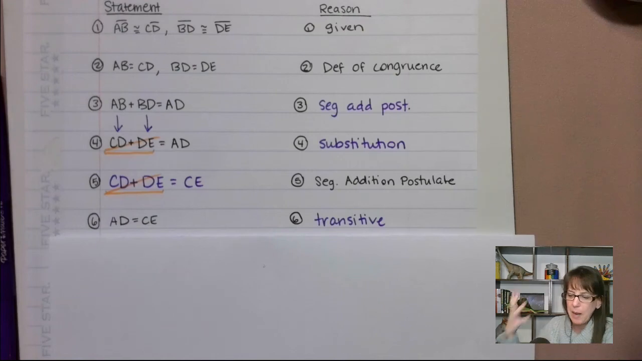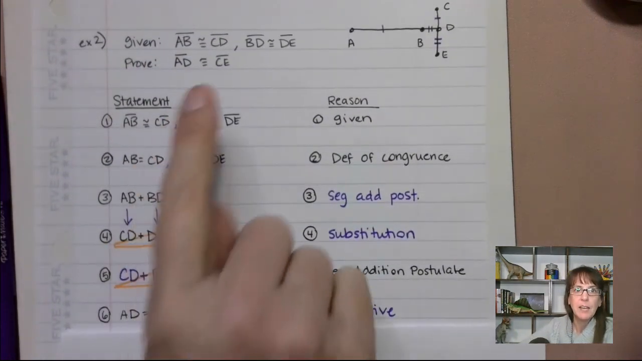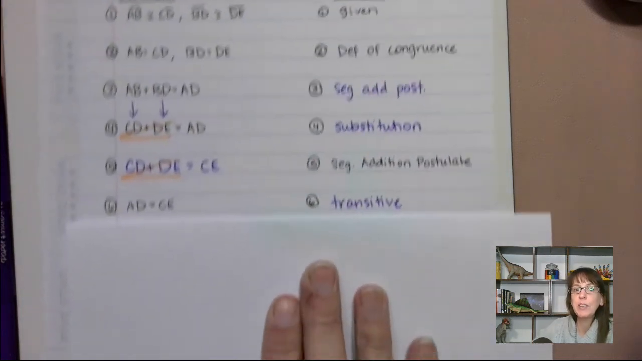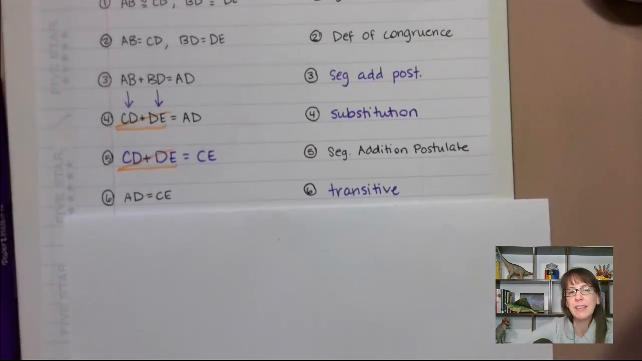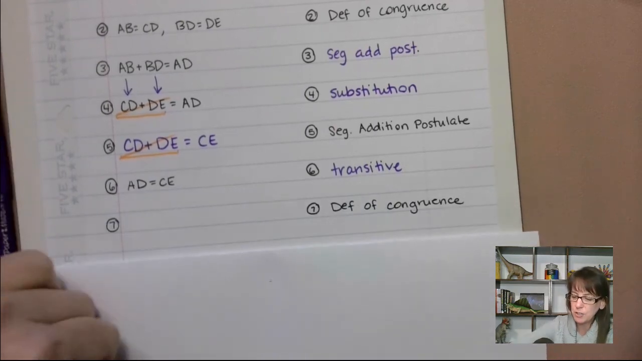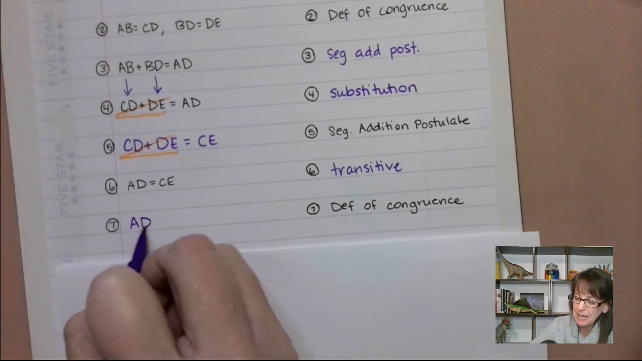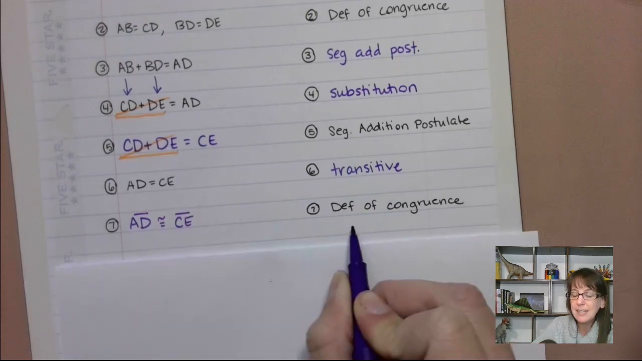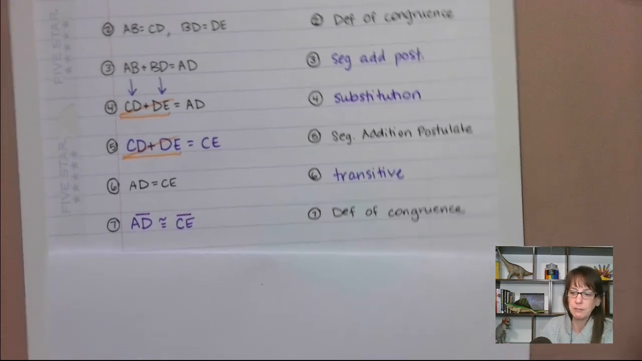Now let's just go back and look at what we're supposed to be proving. We're supposed to be proving AD is congruent to CE. Well, we are like 95% of the way there. We have AD equals CE. So the final step here is just to say, hey, segment AD is congruent to segment CE because of the very definition of congruence.